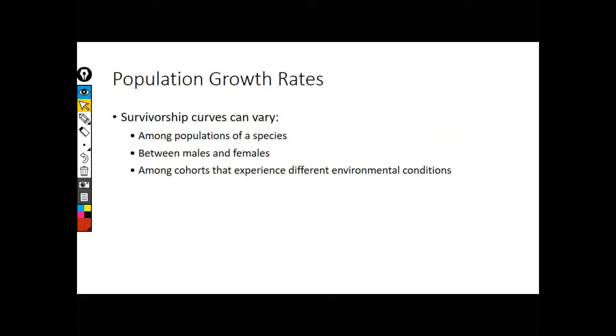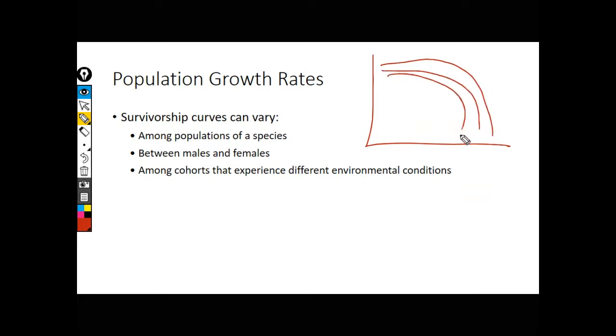Okay, now keep in mind that while we've generalized and said, well, humans fall under, right, the 1s, and crabs are 3s, and songbirds are 2s, this is generally true, okay? But populations of species, for example, can vary. So while all humans tend to be 1s, the way the curve itself looks is going to vary between populations, depending on access to resources, access to healthcare, who took their vaccines.